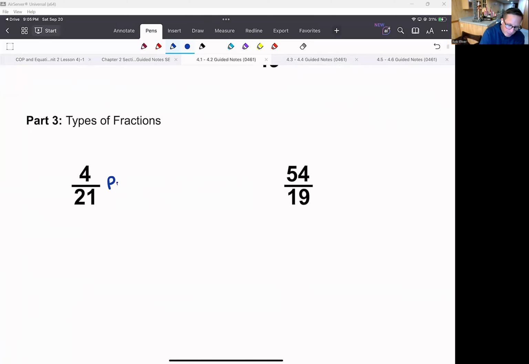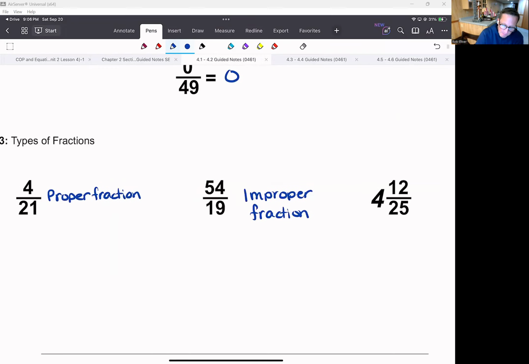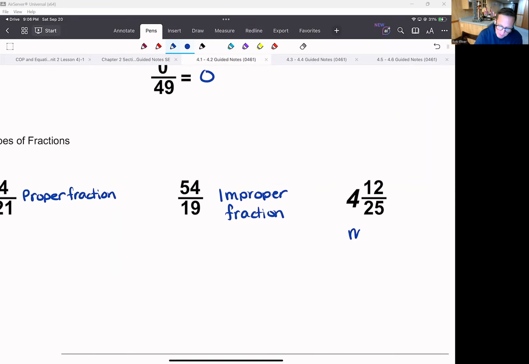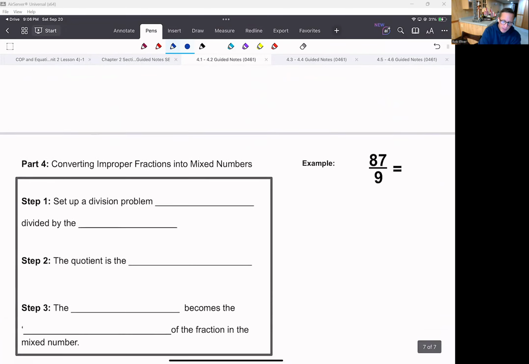Okay, so types of fractions right here. Now this is a proper fraction. This is called an improper fraction, where the top is bigger than the denominator. And right here, this is a mixed number, where it's a mixture of a whole number and a fraction.